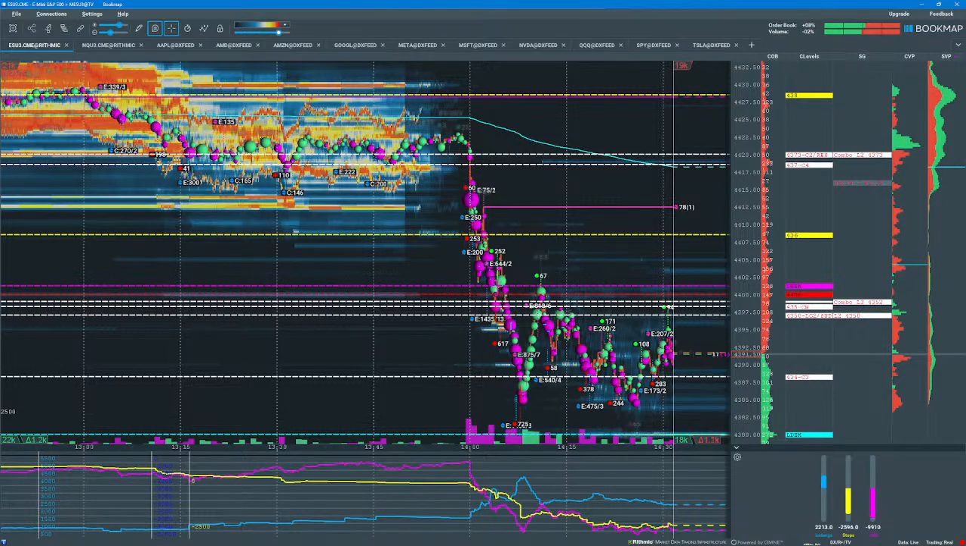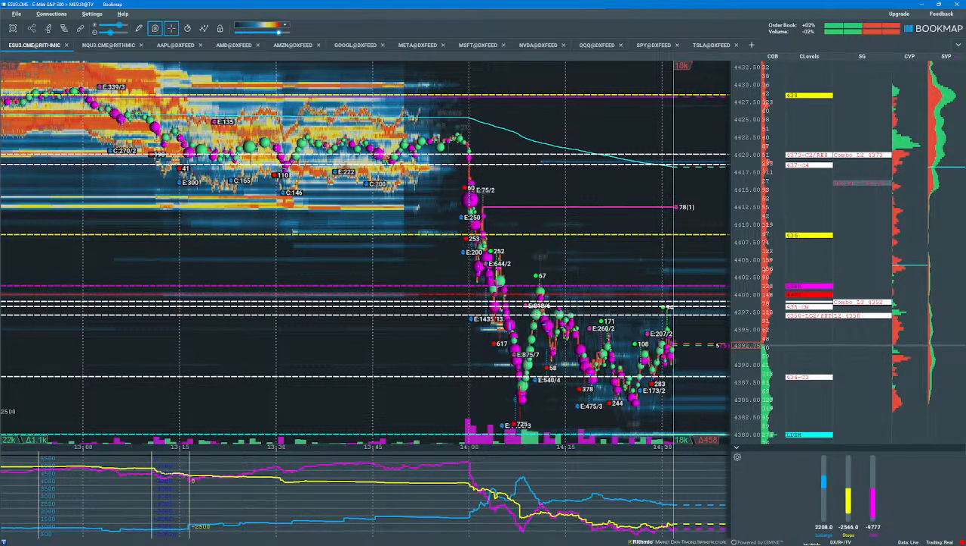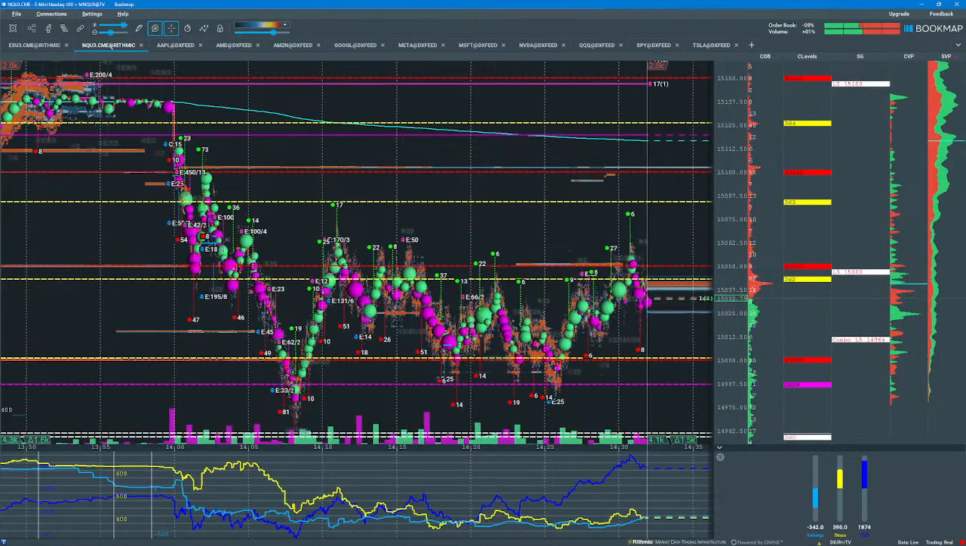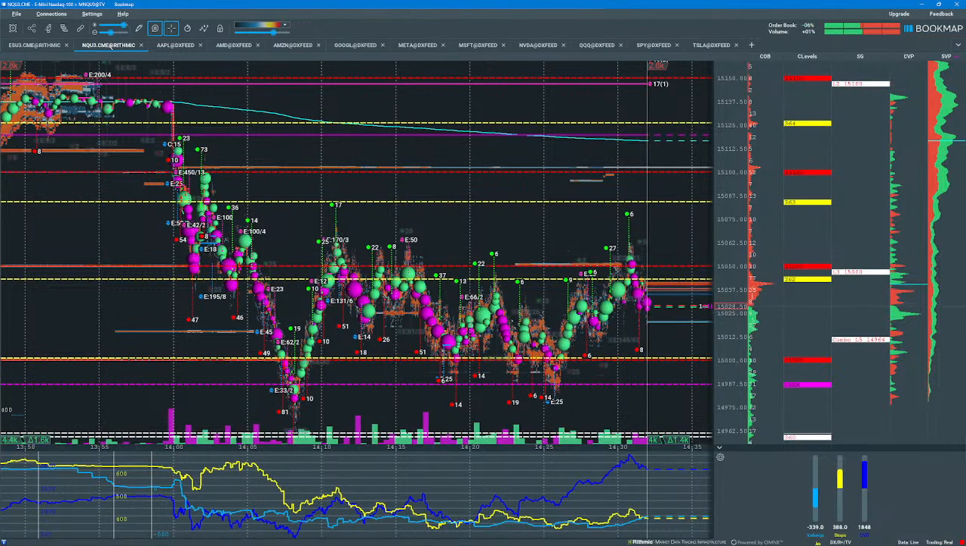So I'm going to sign off in just a moment. Looks like this 434 level may be support. I don't see anything definitive in order flow yet. Let's take one last look at NASDAQ. So it looks like NASDAQ may have found support at the 15,000 level.